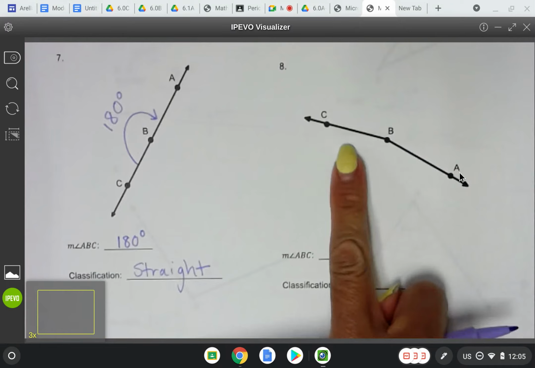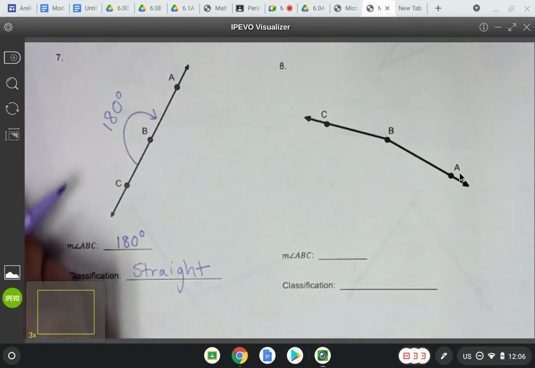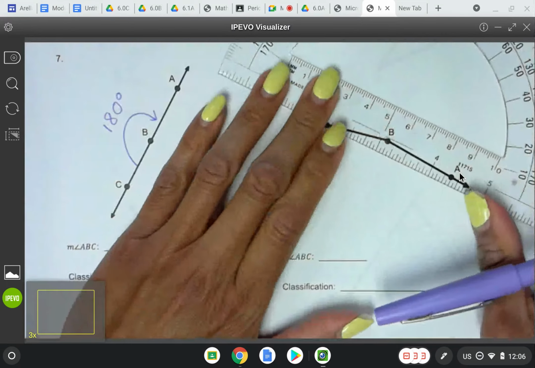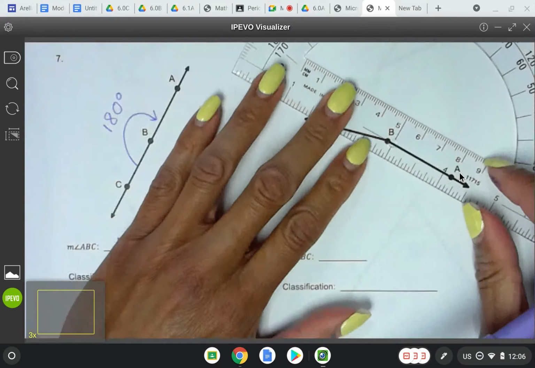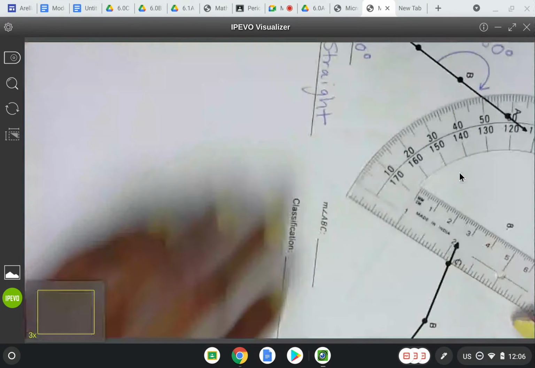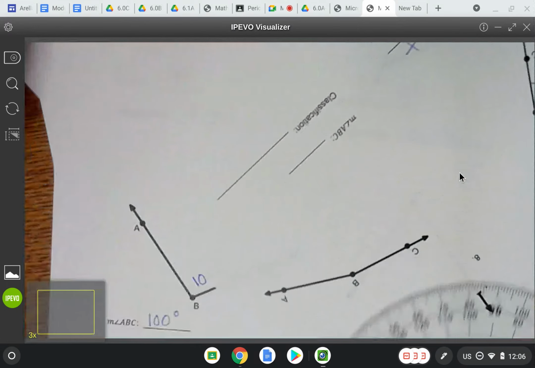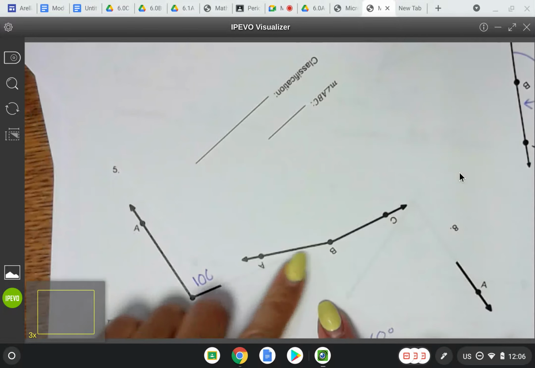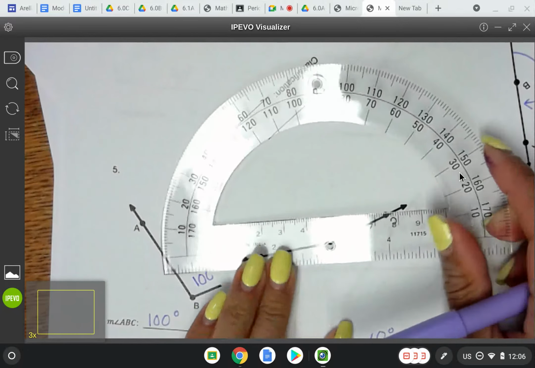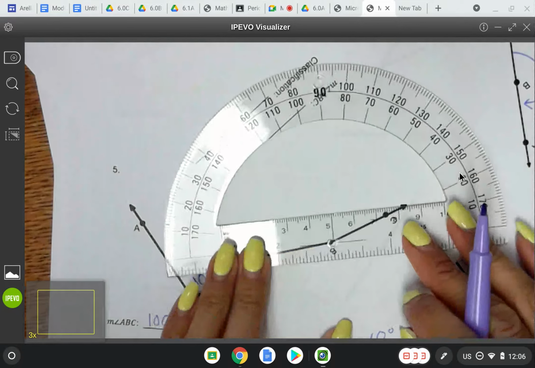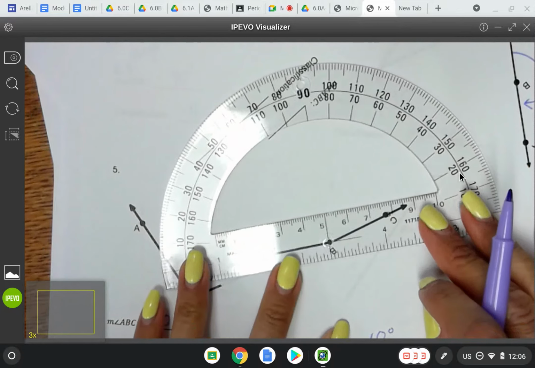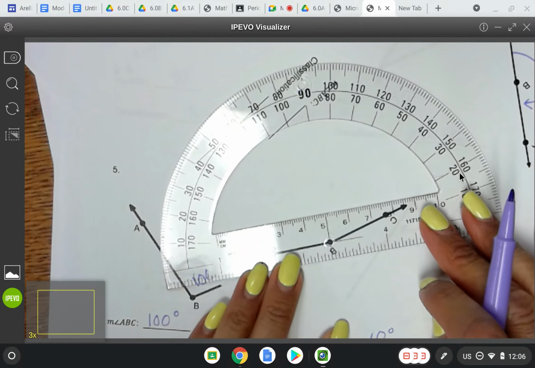Okay, now you're probably looking at number 8, and you're like, wait, that looks like it's more than 180. And in this class, we're not going to talk about angles that are more than 180 degrees. So that means you have to tilt your paper over. And notice how it's an obtuse angle. Okay, it's not 180 degrees, it's probably less, and it's not more than 180. So I'm going to use BA as my horizontal and then line up my vertex with the center of the protractor.